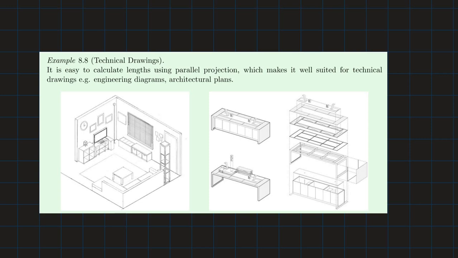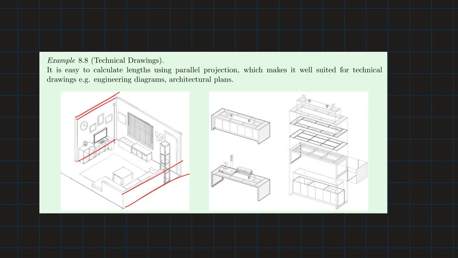This first image to the left is like an architectural plan for the interior of a living room. And the second image is like a construction blueprint for some kitchen counter or something like this. And you know that they're both done using parallel projection because there are parallel lines everywhere. Like all of these lines, they're parallel, okay?